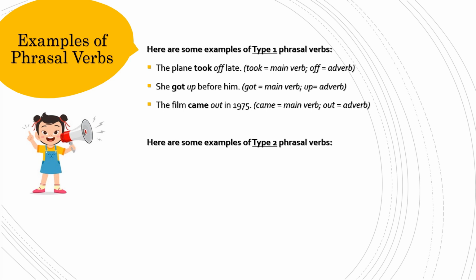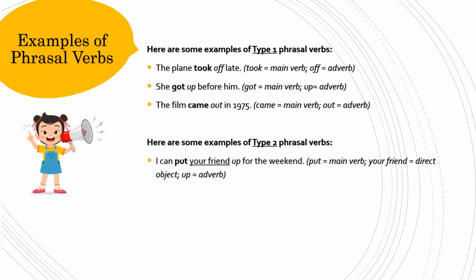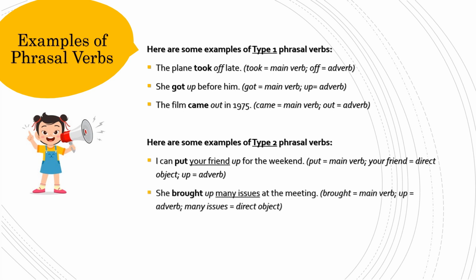Here are some examples of Type 2 phrasal verbs. I can put your friend up for the weekend. Where put is the main verb and your friend is the direct object and up is the adverb. She brought up many issues at the meeting. Where brought is the main verb and up is the adverb and many issues is the direct object.